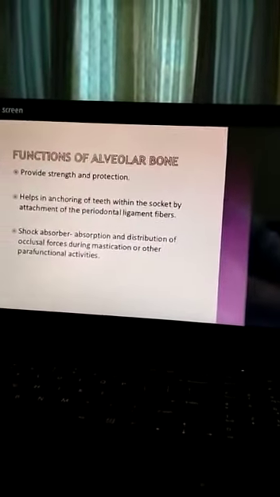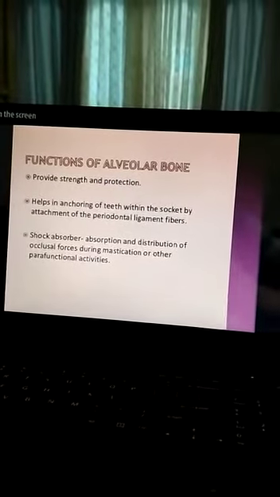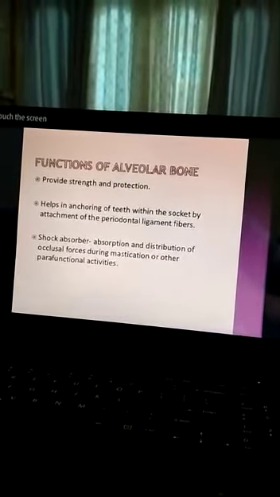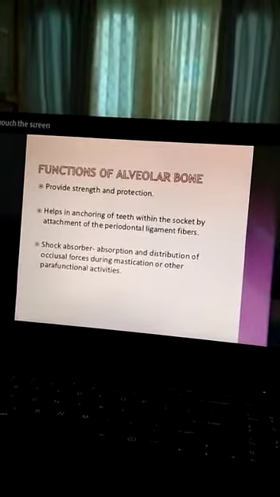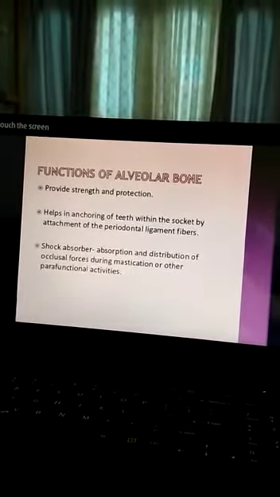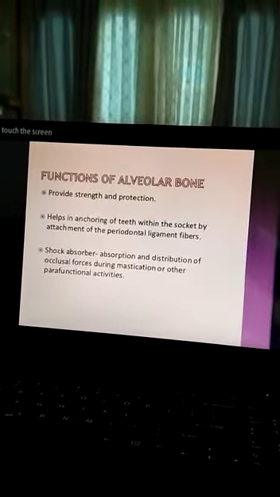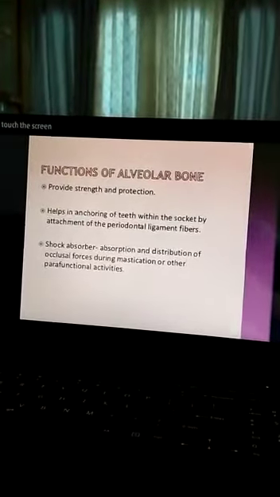Function of alveolar bone: it provides strength and protection. It helps in anchoring of teeth within the socket by attachment of periodontal ligament fibers. It also acts as a shock absorber.